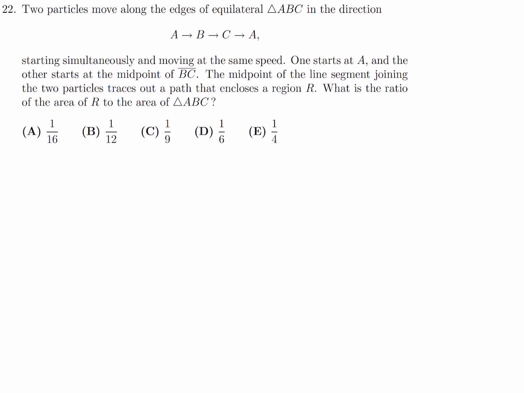Two particles move along the edges of an equilateral triangle ABC in the direction A to B to C, then to A, starting simultaneously and moving at the same speed. One starts at A and the other starts at the midpoint of BC. The midpoint of the line segment joining the two particles traces out a path that encloses a region R. What is the ratio of the area of R to the area of ABC?